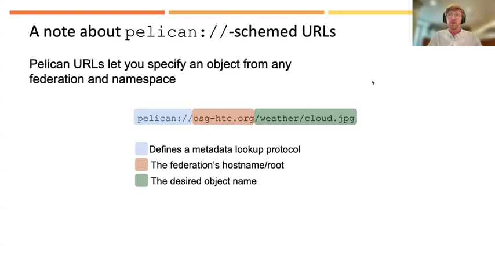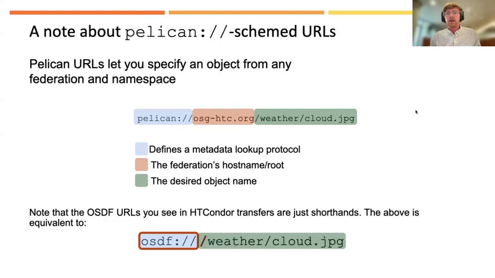And then the last part of the URL is the desired object or name. So in this case, we're trying to fetch an object called /weather/cloud.jpg. And this relates to the osdf:/// URLs in a pretty simple way. osdf:// is just a shorthand for this longer pelican://osg-htc.org. So when you type in OSDF schemes, you're basically just avoiding having to type the rest of this stuff.